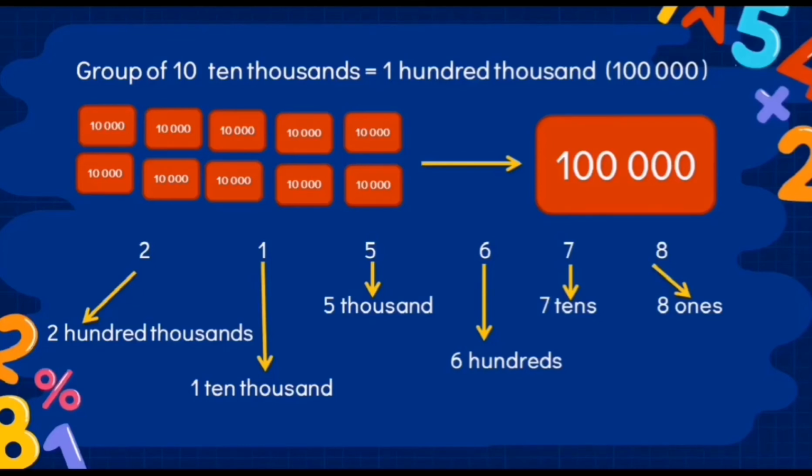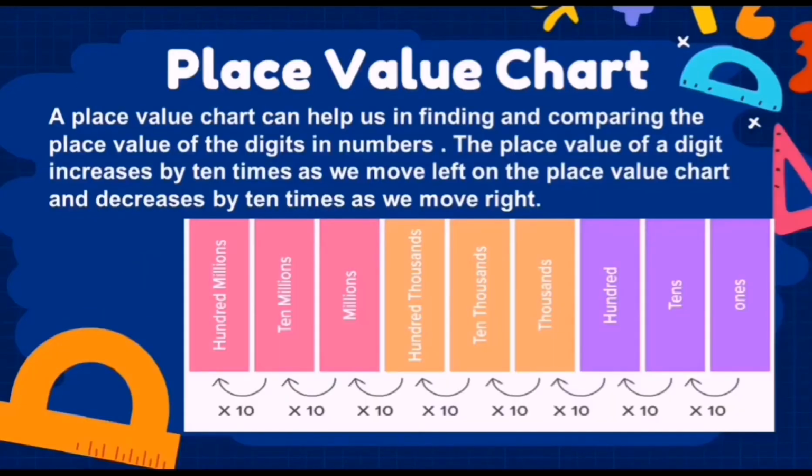For further understanding, I want to give you an example of a place value chart. So have a look at the place value chart. What is a place value chart? Place value can be defined as the value represented by a digit in a number on the basis of its position.